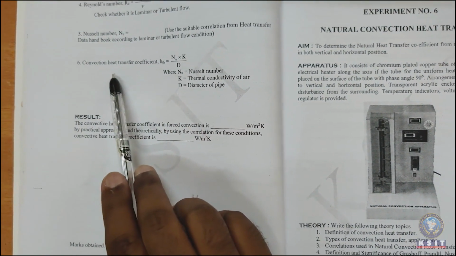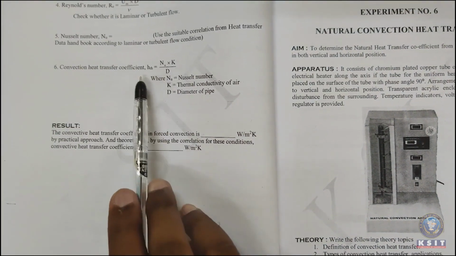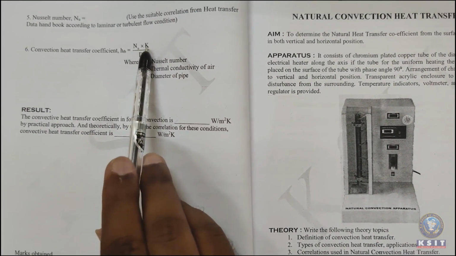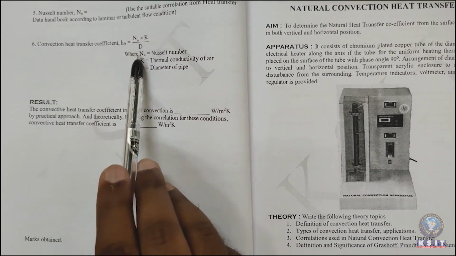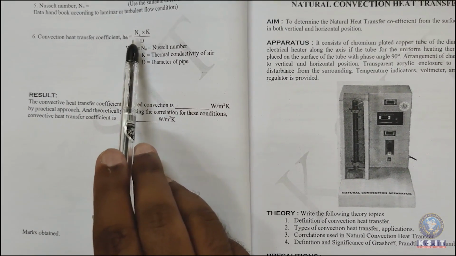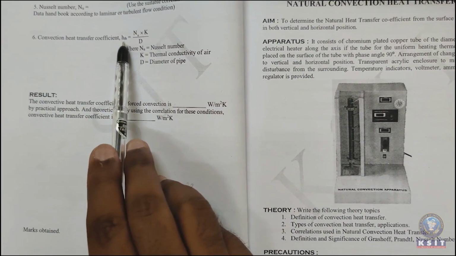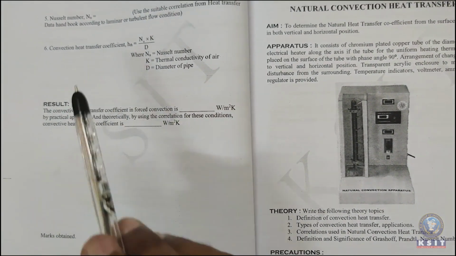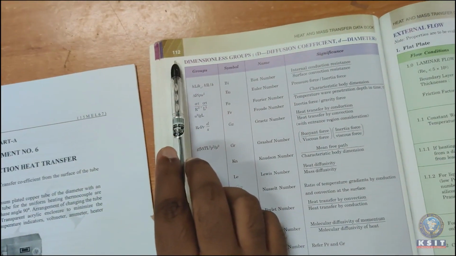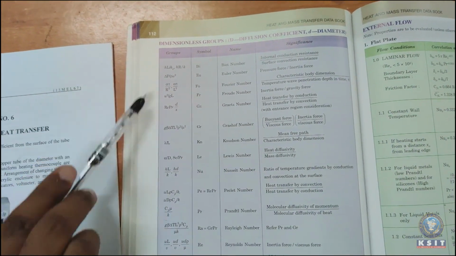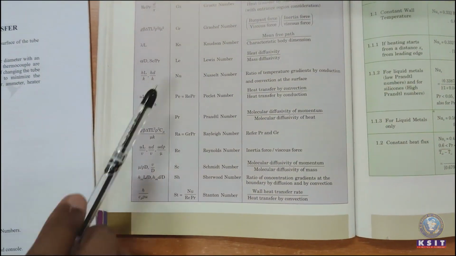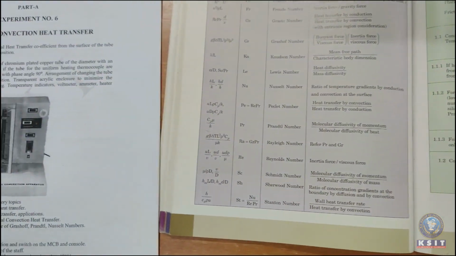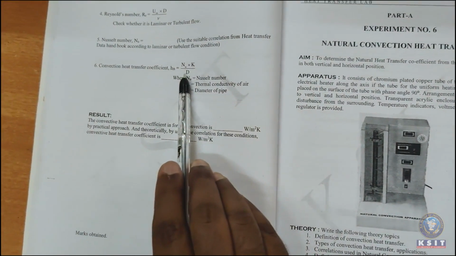Now the last step is to find out the convection heat transfer coefficient by theoretical approach. That is h theoretical is Nu k by D. So k is the thermal conductivity of air and D is the diameter of the pipe, that is 38 mm. So substituting this value we get the h theoretical. This formula is not directly from the sky. It's available in page number 112 in the data handbook. You can see now the data handbook page number 112. In that we have all the equations. In that Nusselt number we have hD by k. So from this page we can use this formula.